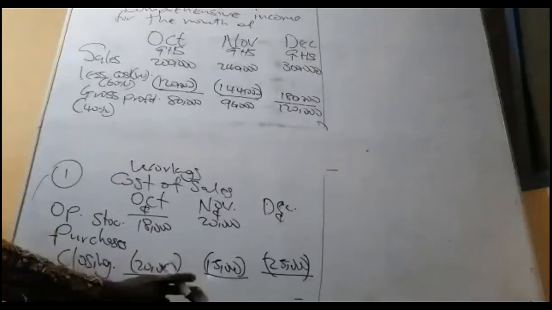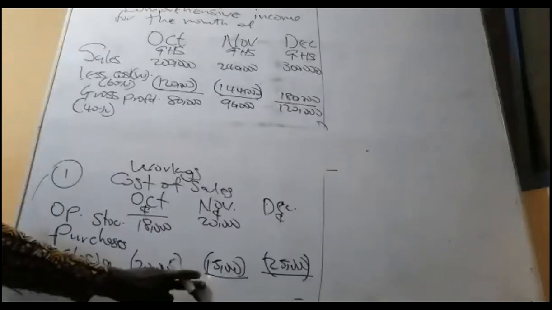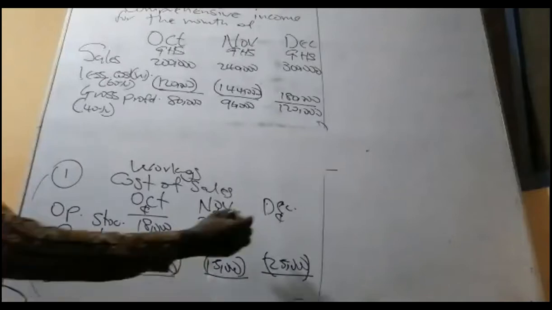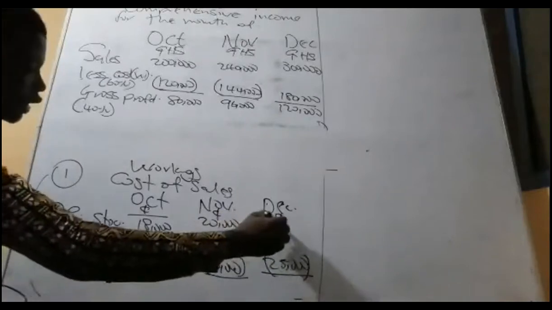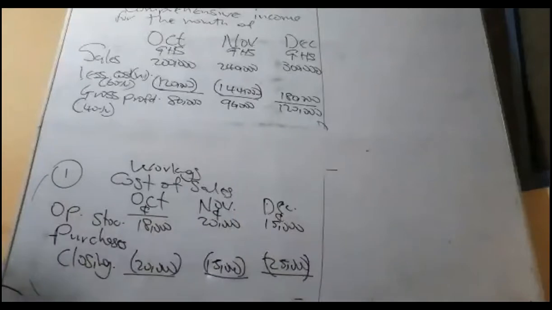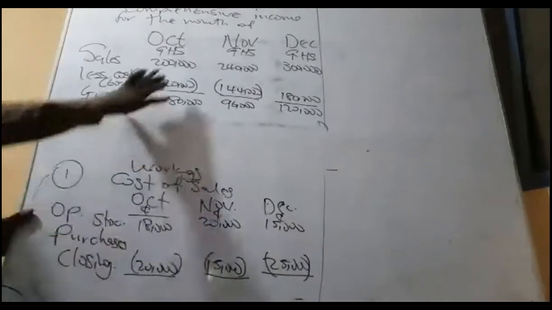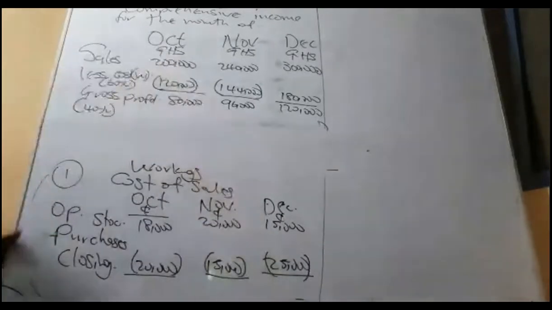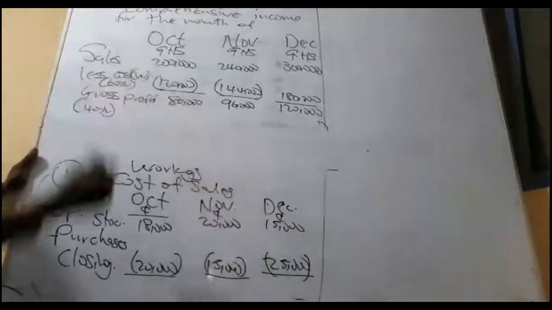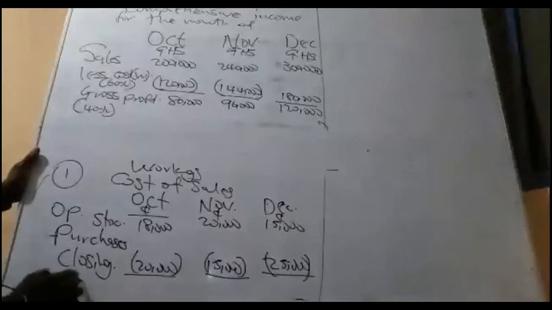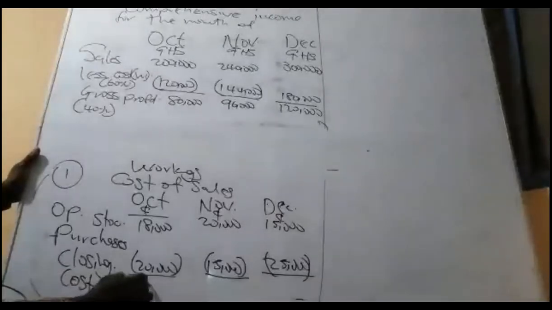This closing for November becomes the opening for December. So that's 15,000 here. Good. This one must be working, so do not disturb the actual solution. The cost of sales, you know, over here is 120,000. So let's write here cost of sales of 120,000.